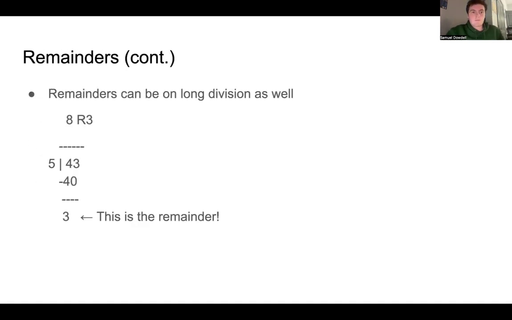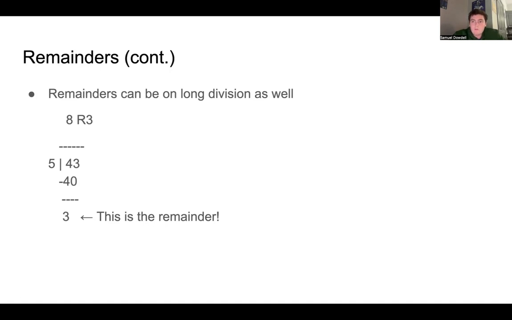Okay. Remainders, you'll also find them when you're doing long division as well. A long division problem here is 43 divided by 5. So we've got to figure out how many times 5 can go into 43.